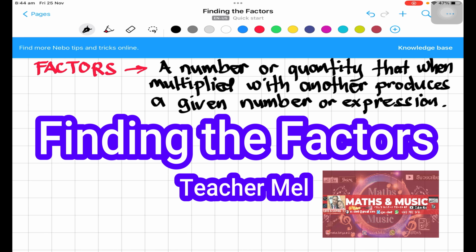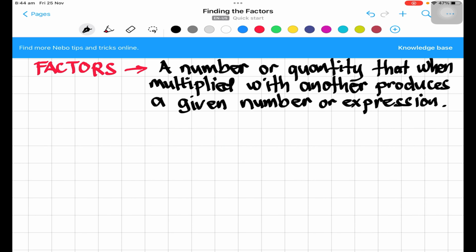Today we're going to learn about factors. So a factor is a number or quantity that when multiplied with another, produces a given number or expression. So let's have an example.